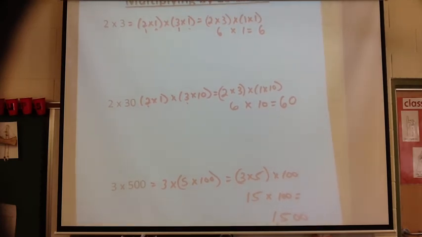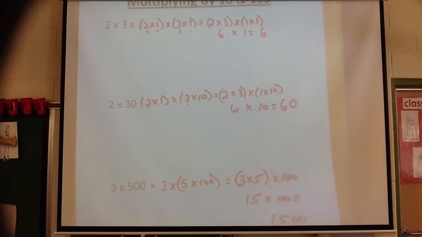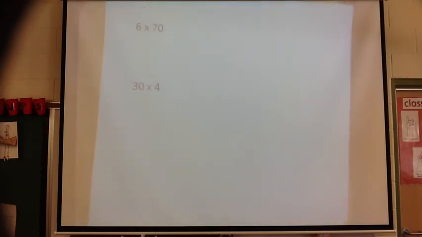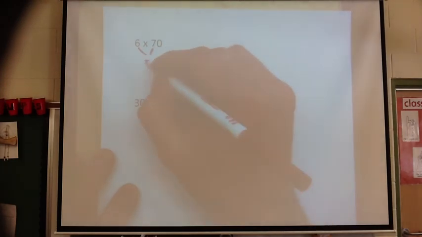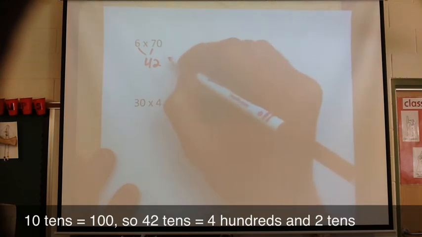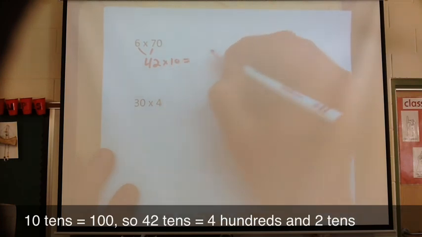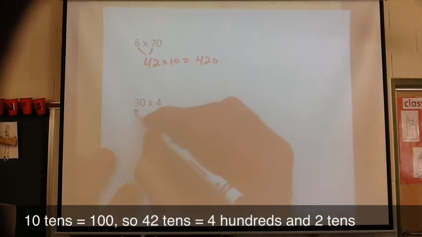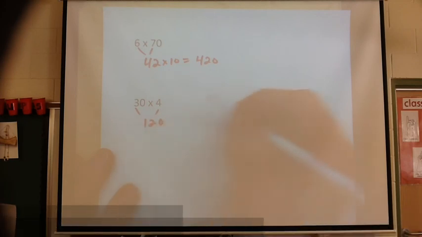Pretty quickly, we're going to ask the kids to move beyond this into what you're probably more comfortable with. Just taking the 6 times 7, that's 42. 42 times 10, that's 420. Obviously, it doesn't matter which one goes first. 3 times 4, that would be 12, times 10 is 120.